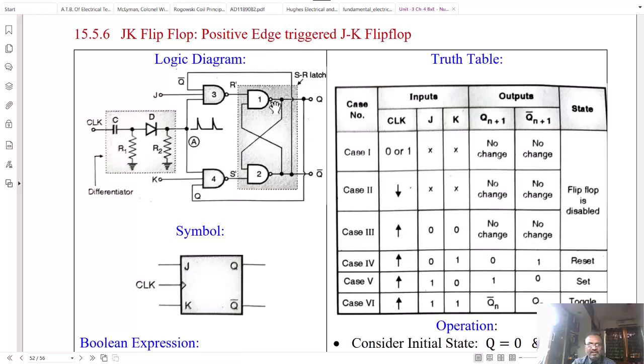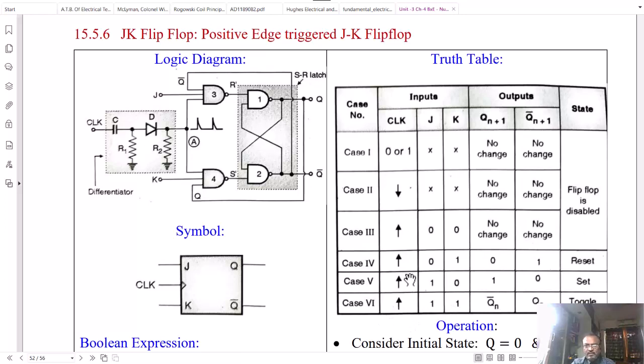When R dash is 0, the gate number 1 output will be equal to logic 1. And when the output Q is in logic 1 state, this cross-coupled feedback makes Q bar go to logic 0 state. And therefore, case number 5 indicates that when the J input is 1 and the clock is applied, the flip-flop will be set in logic 1 state. That is, the Q output is made 1.